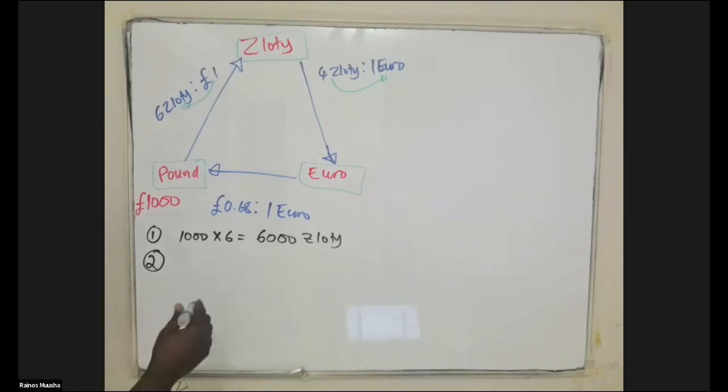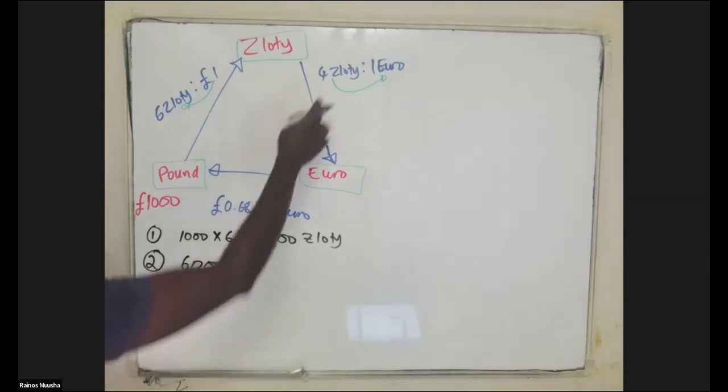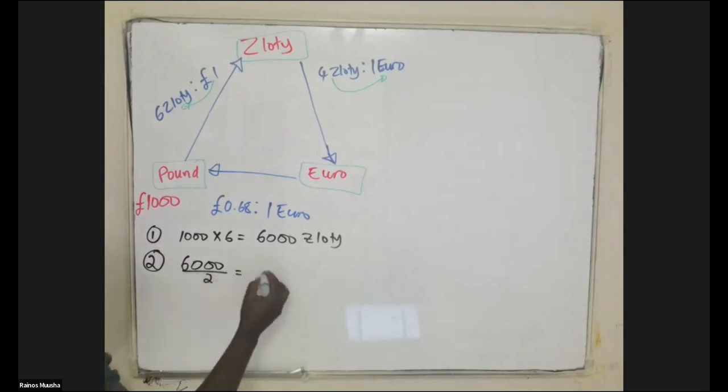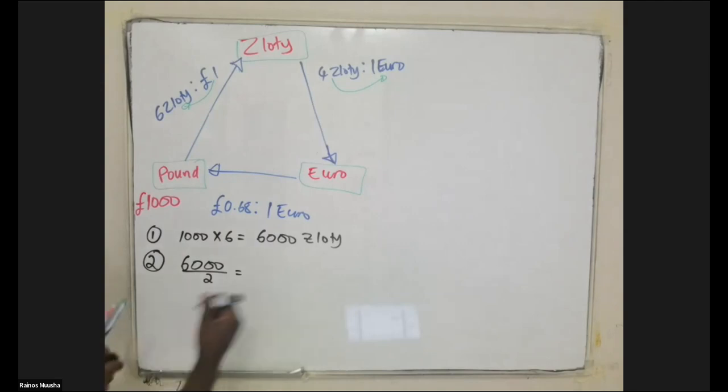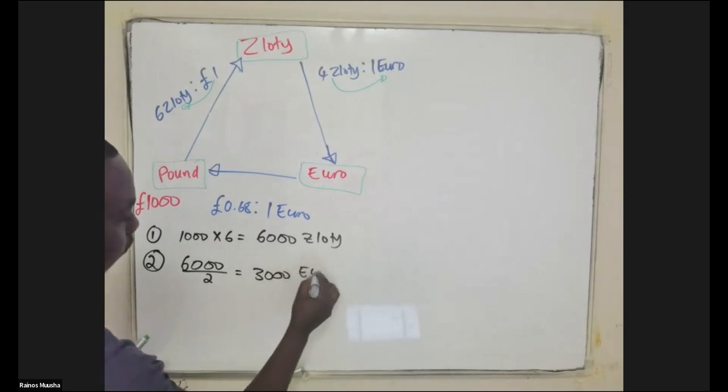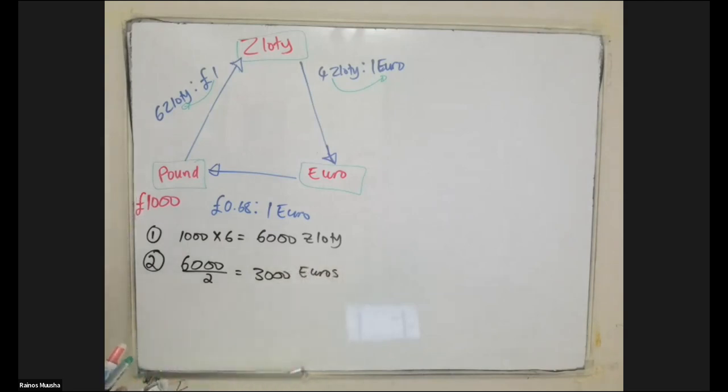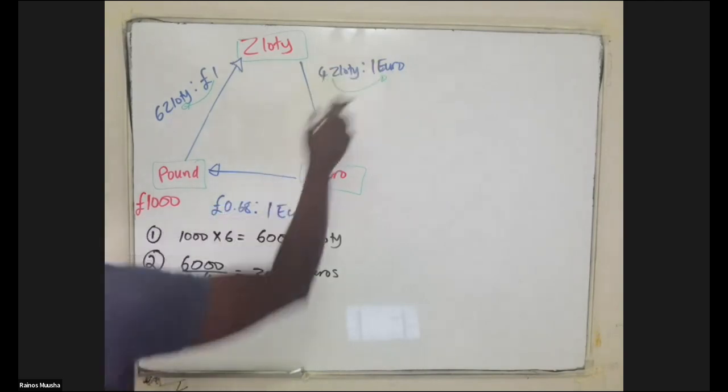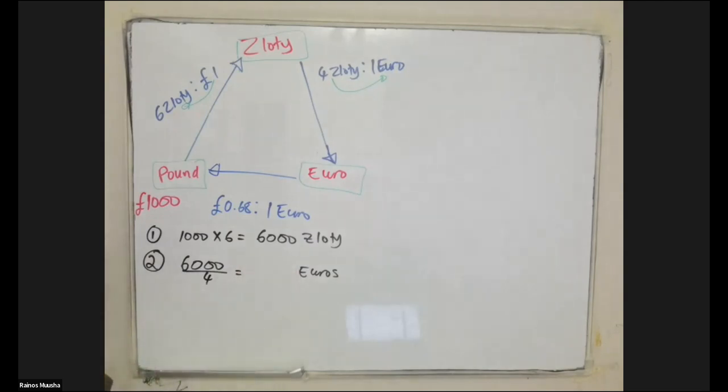And for us to end up with less units in this case, we have 6,000 units. To end up with less units, we're going to divide by the exchange rate. Are we on the same page so far? Oh, sorry, it's 4 units, right? It's 4 units of the lottie gives you €1. So we're going to divide by 4. And 6,000 divided by 4, how much do we get? We end up with 1,500 units of the euro, isn't it?